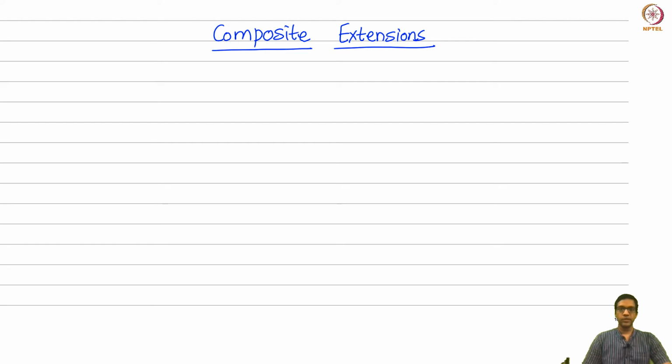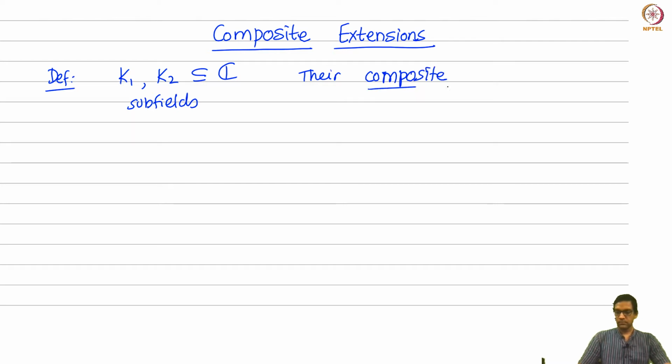Let's talk about composite extensions. Now, definition: suppose I have two subfields of C. I'll only worry about subfields of C, but of course all these definitions are more general. Given two subfields, their composite field, which is usually denoted K1K2, is just the smallest subfield of C which contains their union.